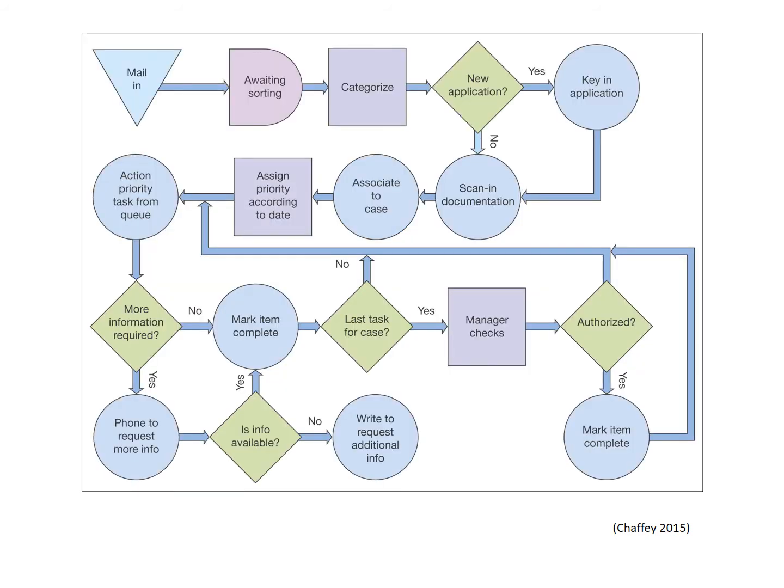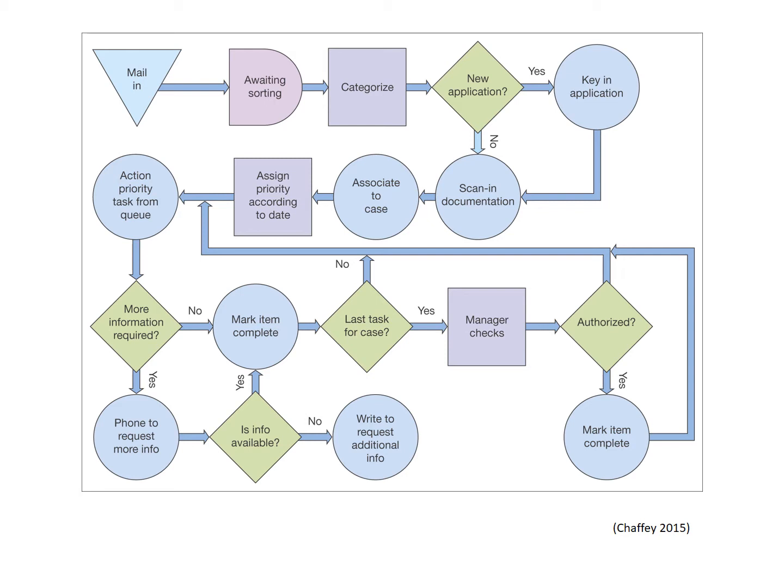So here we have another example of a mail-in. The mail-in is waiting to be sorted, and after it's been sorted it's going to be categorized. Then we have a new application, and within that mail, the new application, key in the application so it's actually put into the database, and scan a document. So these two activities: has it been keyed in? Yes. Do you need a scan? No. Go to scan in document if it doesn't need to be keyed in.